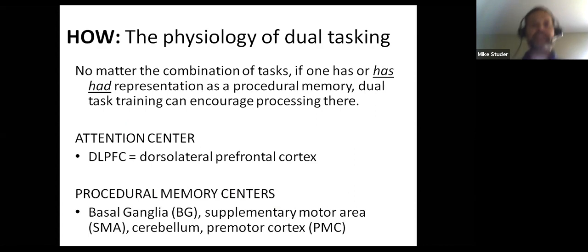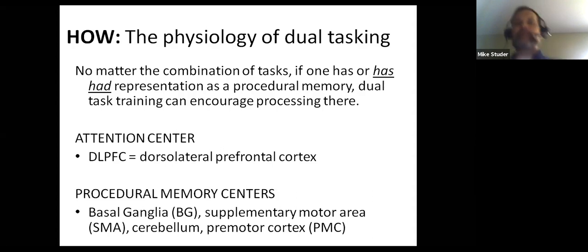Do I need to pay attention to the shirt that I'm putting on or to my sitting balance? And obviously, the examples could go on. But no matter the combination of tasks that you're working on, dual or multitasks, if you have the capacity to be able to proceduralize a task before you have a stroke, before Parkinson's disease or multiple sclerosis has its effects on you.